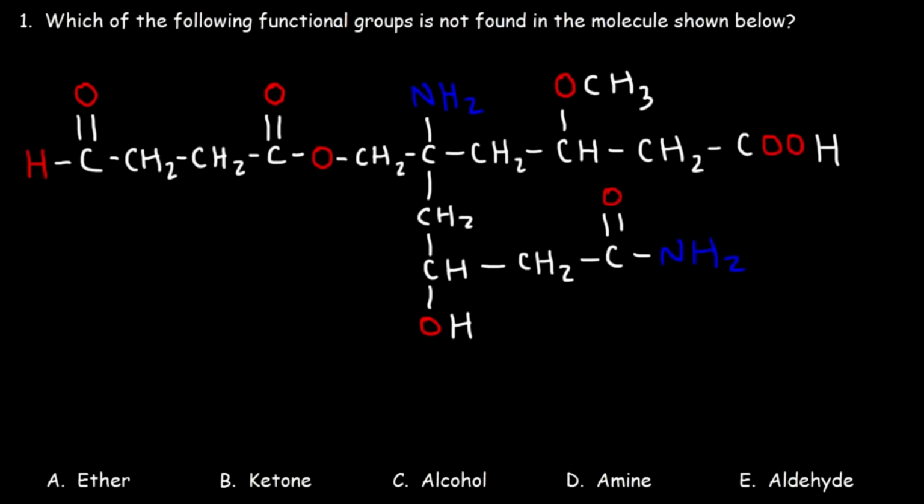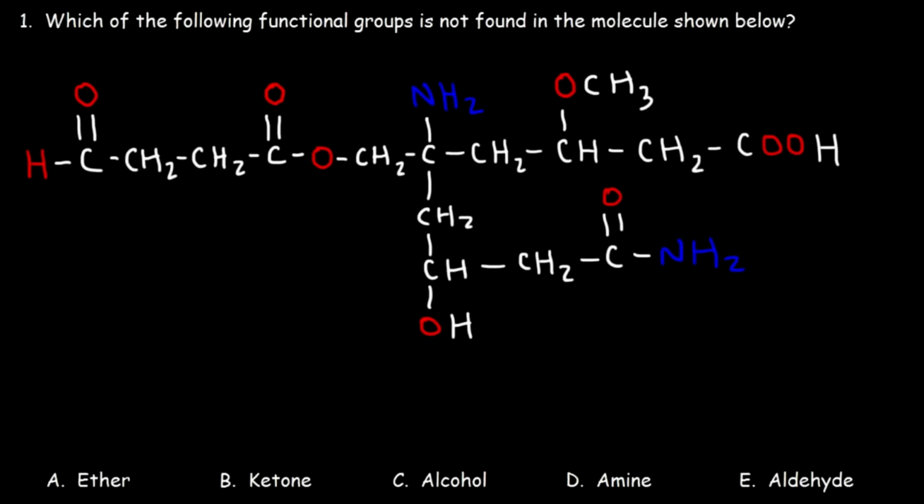This multiple choice final exam review is for those of you who are taking the first semester of organic chemistry. So let's go ahead and begin. Number 1, which of the following functional groups is not found in the molecule shown below?